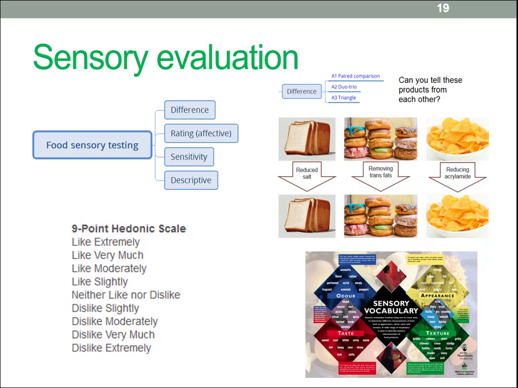Then we'll look at sensory difference, so can you tell these products apart? So if we reduce salt in bread, can people tell them apart? If we remove trans fats, if we reduce acrylamide.